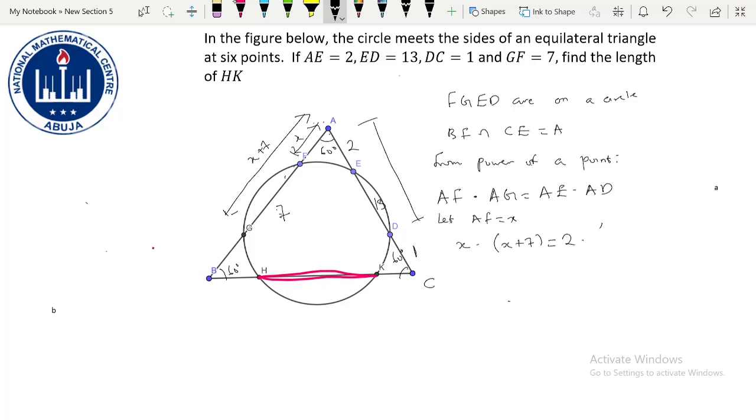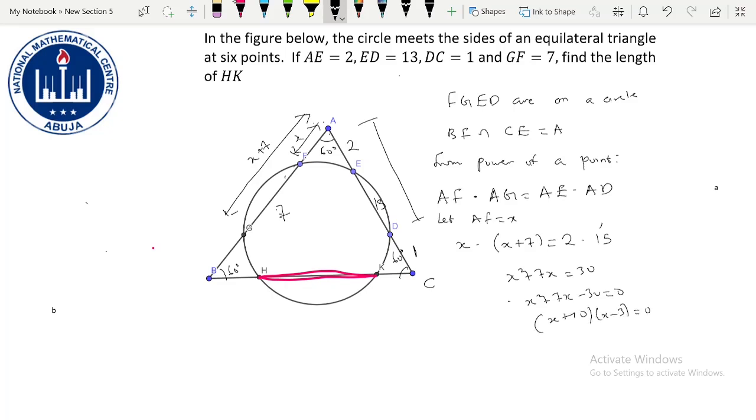AD is 2 plus 13, which is AE plus ED. That is 2 times 15, right? So that's something like X squared plus 7X equals 30. And that means X squared plus 7X minus 30 equals 0. And you can factorize this as X plus 10, X minus 3 equals 0.